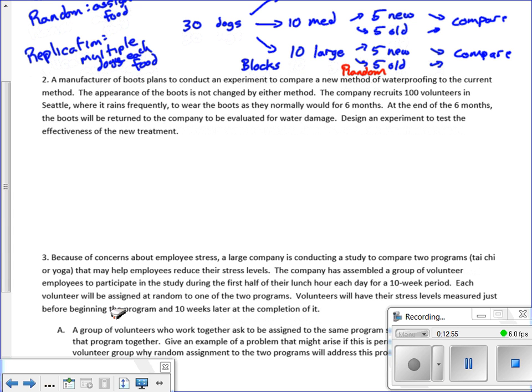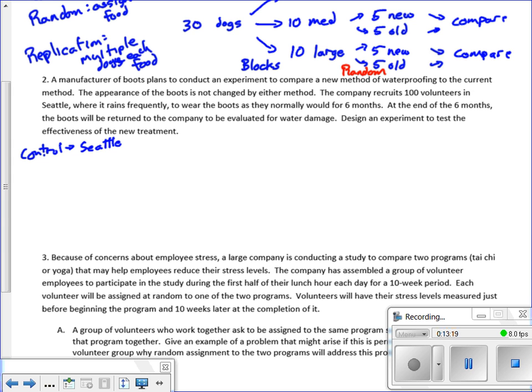Here's another example. Manufacturer Boots wants to conduct this experiment. The company recruits 100 volunteers in Seattle. Okay, there's a form of control right there, right? There's some control. Seattle. So essentially, most of the people are going to be exposed to the same kind of day-to-day life in terms of the climate. So they're going to wear the boots normally as they would for 6 months.